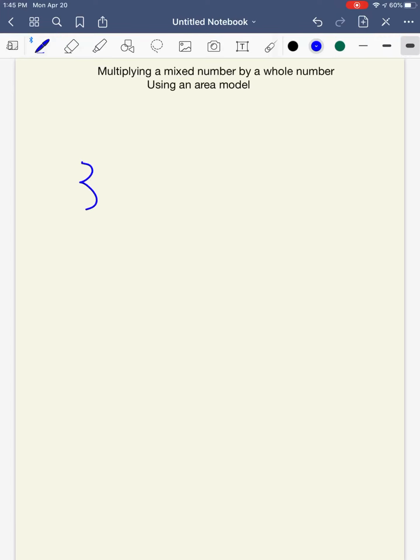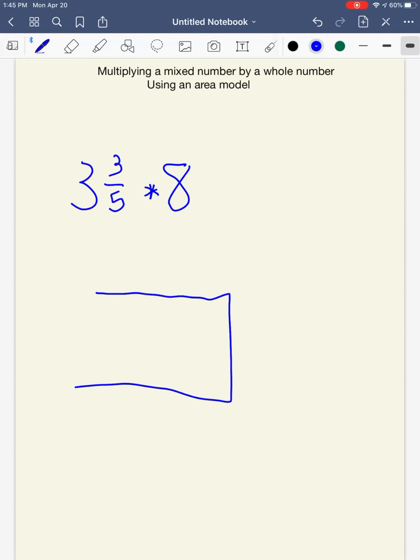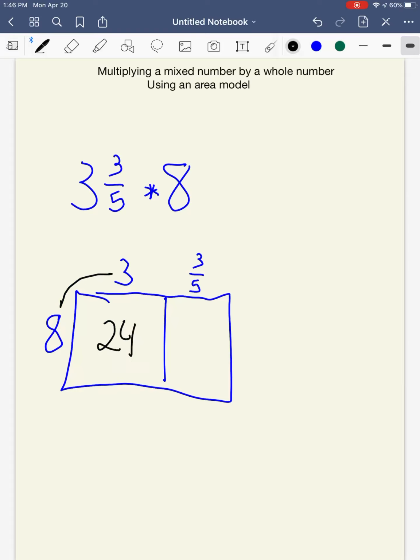So let's look at the example 3 3/5. And we're going to multiply it by, let's say 8. Doesn't matter. Okay, again, take that 3 3/5, split it into its parts. Let's make an area model. So 3 3/5, and then 8 down the side. Okay, so 8 times 3, pretty straightforward. That's 24. And then now 8 times 3/5.